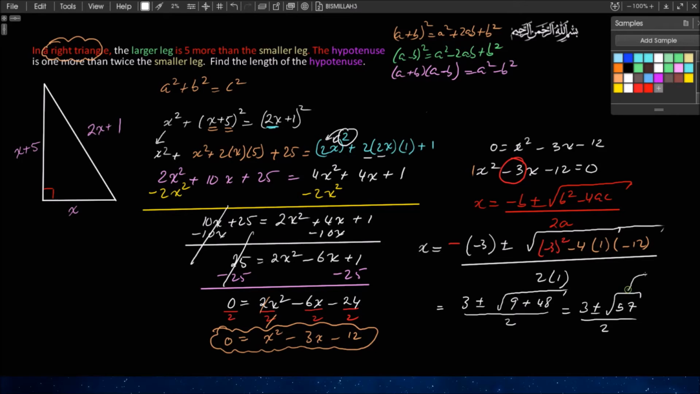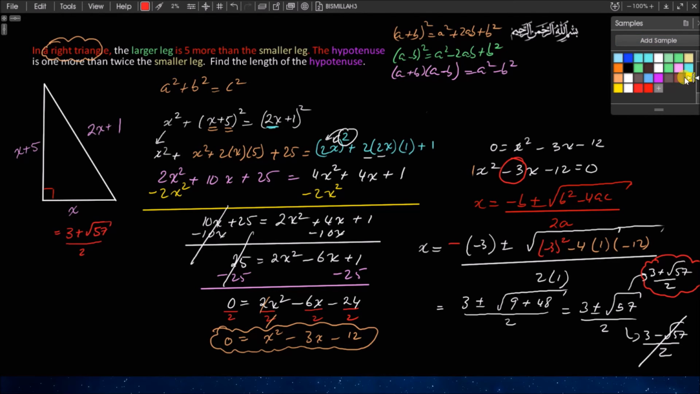Now this is going to be 2 answers, okay? That's going to be 3 plus square root of 57 over 2, and it's going to be 3 minus square root of 57 over 2. Now this answer is not going to work because that's a negative number. Because the length of the leg can't be negative. What kind of triangle is it, where the leg is like minus 5? What does that mean? So it's going to be one answer, this positive answer over here. So x equals 3 plus square root of 57 over 2.